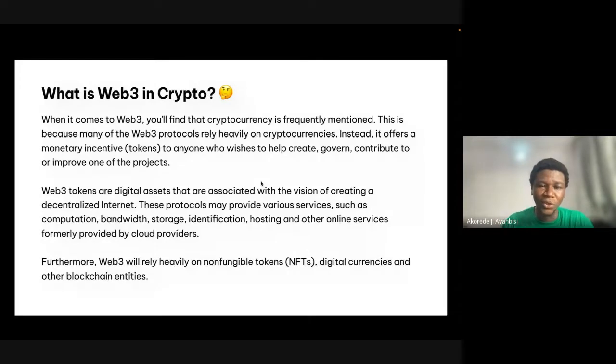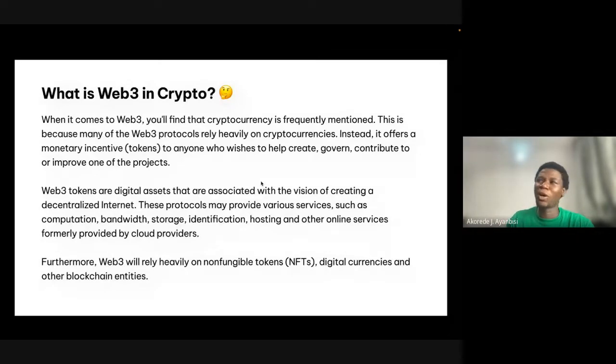So Web 3 tokens are data assets that are associated with the vision of creating a decentralized internet. These protocols may provide various services such as computation, bandwidth, storage, identification, hosting, and other online services.